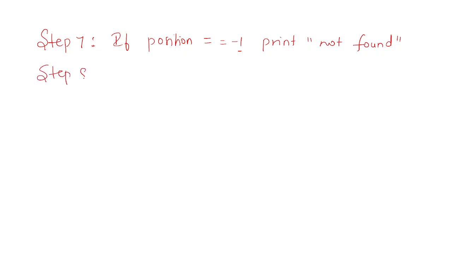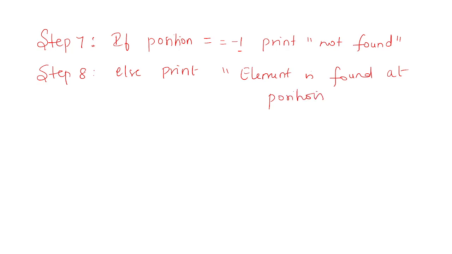Else, what do I have to print? Else print: the element is found at position, whatever the position is, given by the variable position. Step 9, we will have a stop. So this is a very simple algorithm, that is linear search.